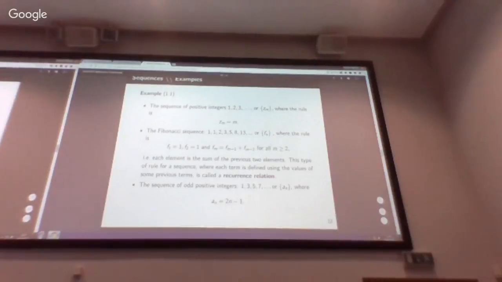Or we can have things like this, which is a recurrence relation. This is defining the Fibonacci sequence, where after you declare what the first two elements are, F1 and F2, subsequent elements are defined in terms of previous elements. So Fn, in particular for the Fibonacci sequence, is the sum of Fn minus 1 and Fn minus 2, the two preceding elements, the two elements that came before Fn.